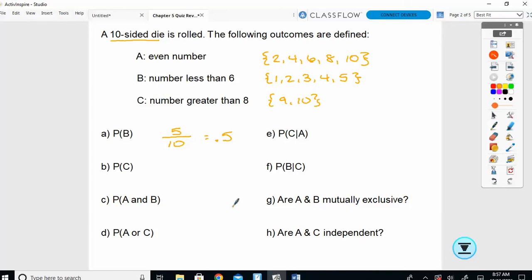So I didn't have to go to a formula there. I just calculated a straightforward probability. If we had something like that and reduced it to 1/2, that's fine. Fraction in lowest terms or decimal. Good. Now the probability of C. There are 2 outcomes in C. We're looking at every possible outcome, so 2 out of 10 or 0.2, not 0.5.